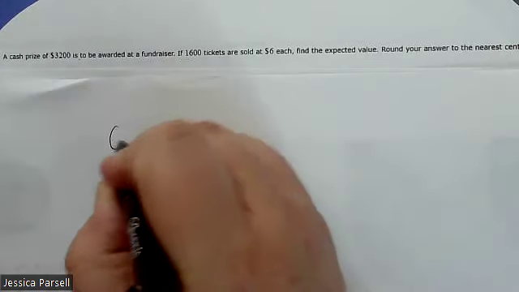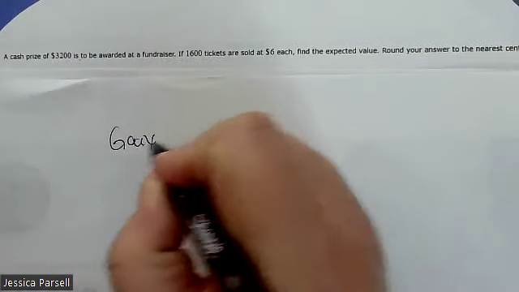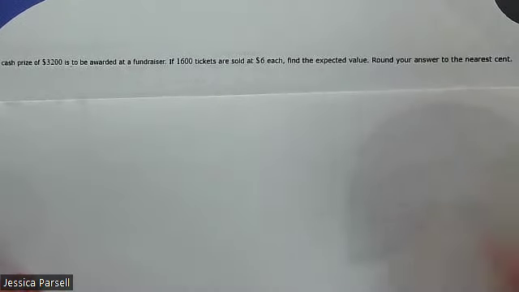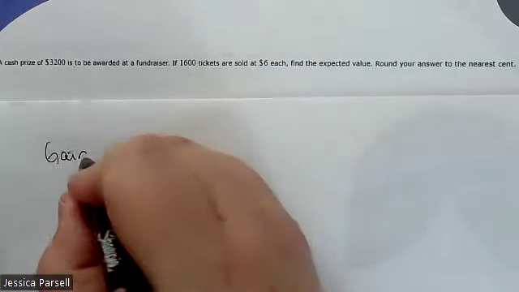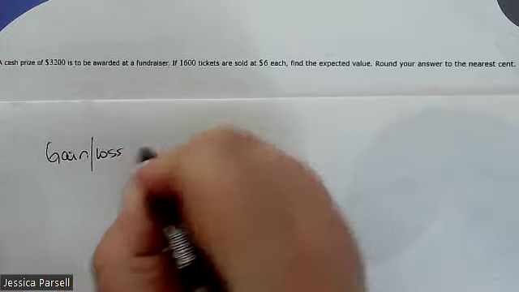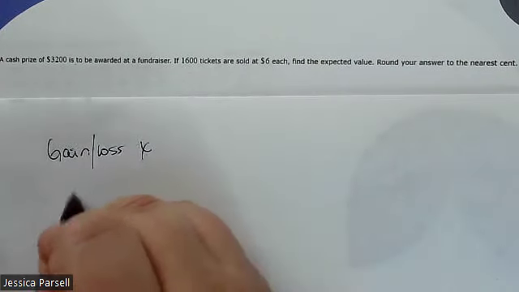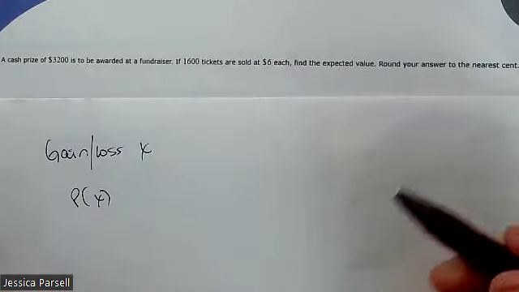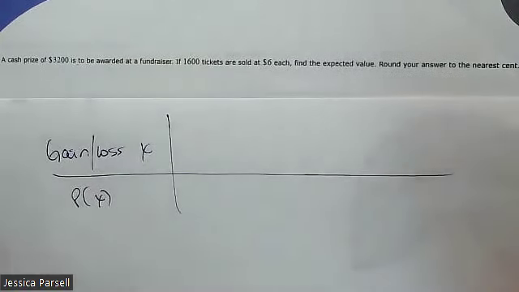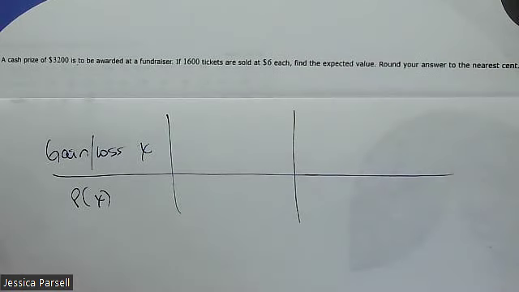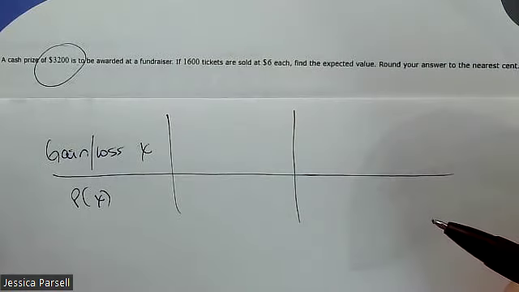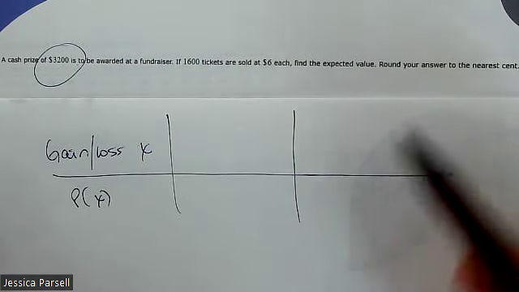Okay, so we've got our gain. It could be a gain or loss, but that's going to be X. And then we have our probability of that gain or loss happening. All right, so got a couple things going on here. You're either going to win or you're not going to win, right? So if you win, you get $3,200. So that's going to be a gain.